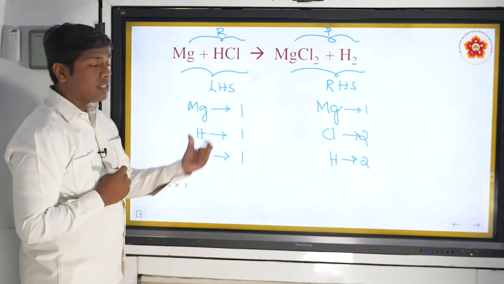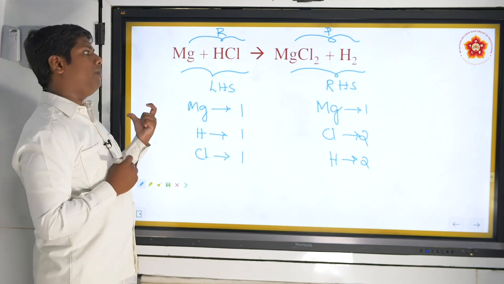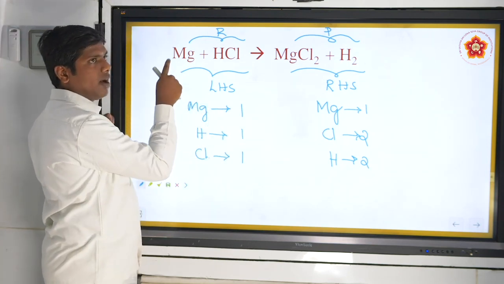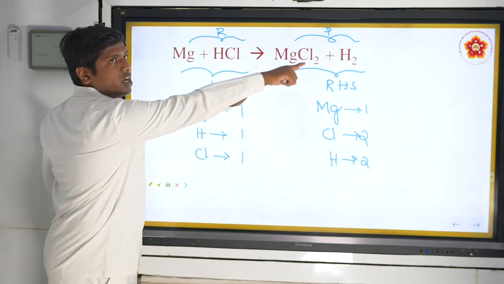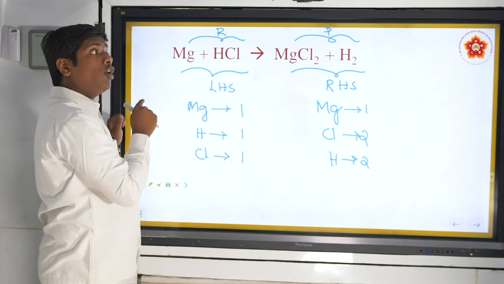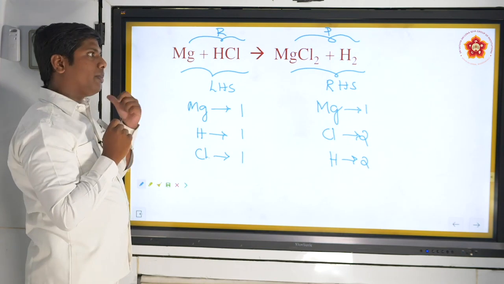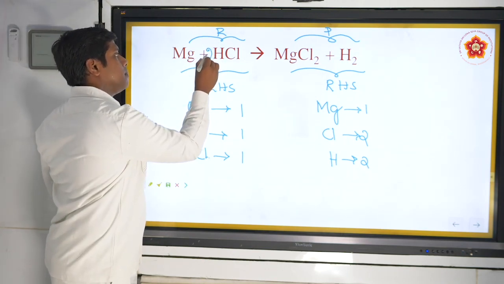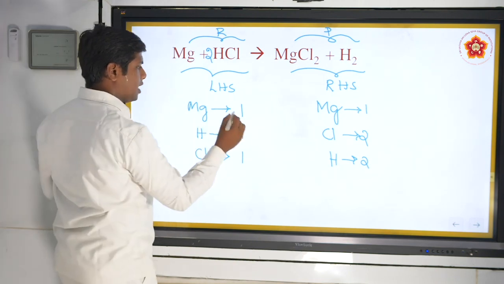See here. Is the equation balanced? No, because here chlorine atoms are 2, here chlorine atoms are 1. Here hydrogen atoms formed are 2, here hydrogen atoms are 1. So in order to balance, we have to multiply HCl by 2.